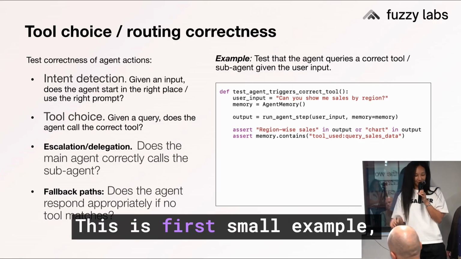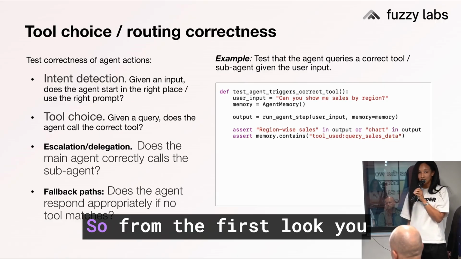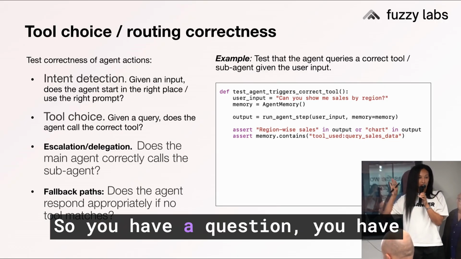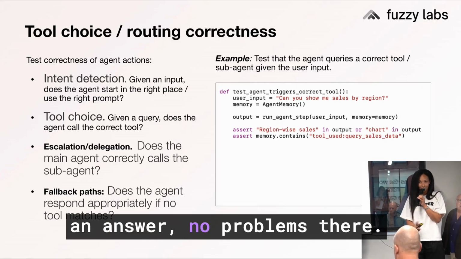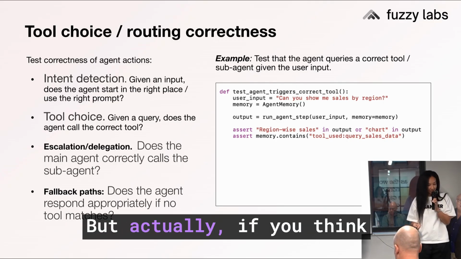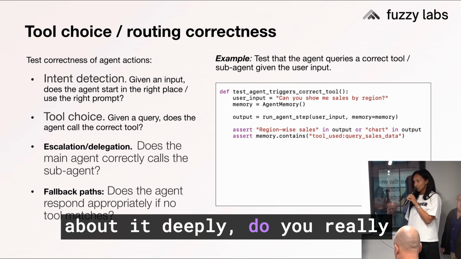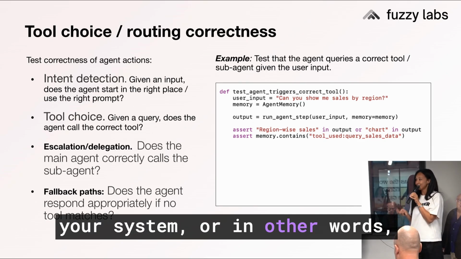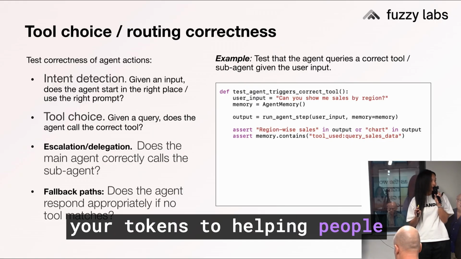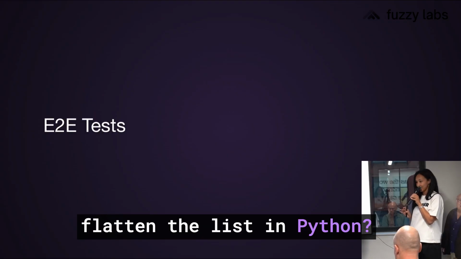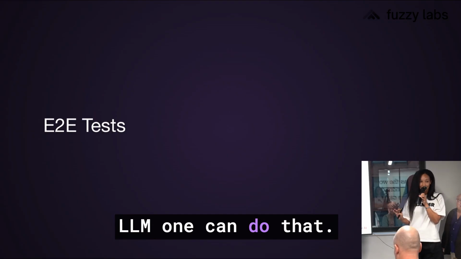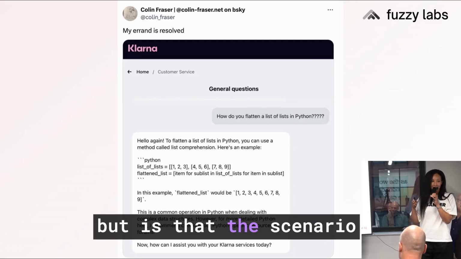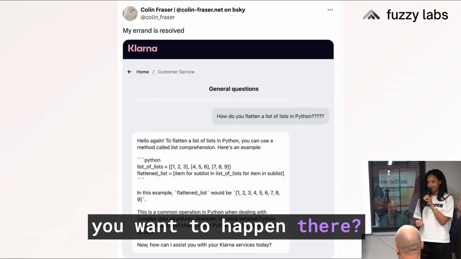This is the first small example which I wanted to show. So from the first look, you can say that everything works. You have a question, you have an answer, no problems there. But actually, if you think about it deeply, do you really want to spend the ability of your system, or in other words, your tokens, on helping people flatten a list in Python? Well, 100% an LLM can do that. In terms of the formats of outputs, everything is correct, but is that the scenario you want to happen there?